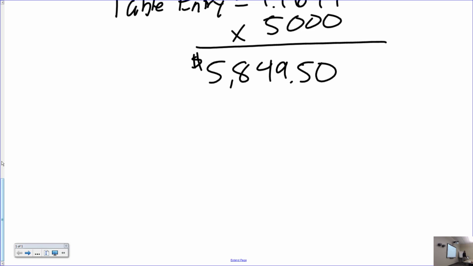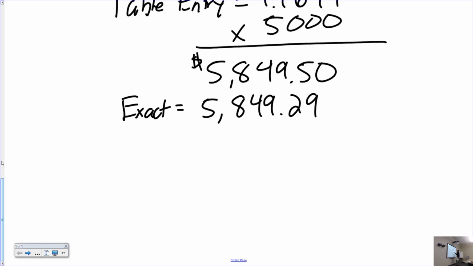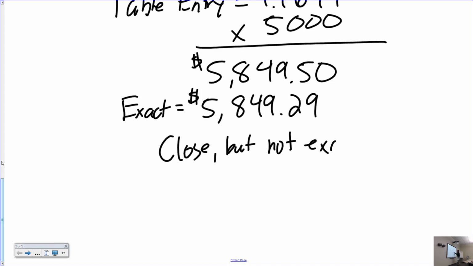So look back in your notes from last Monday. What was our exact value? Is it the exact same number? 5,849.29, right? So note that it's close. Note that it's not exact. And for this class, folks, I am happy with close.